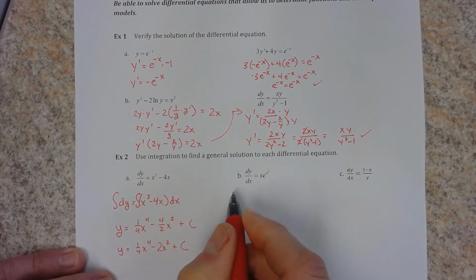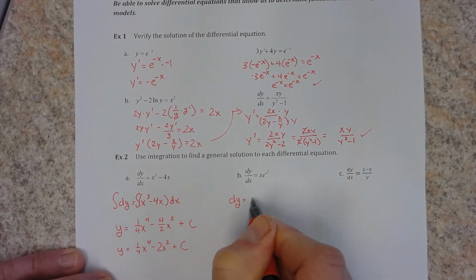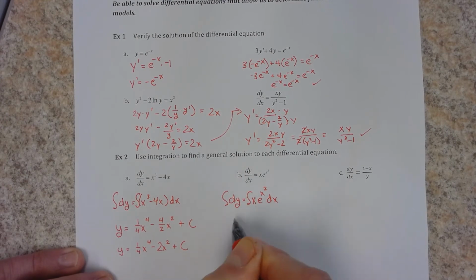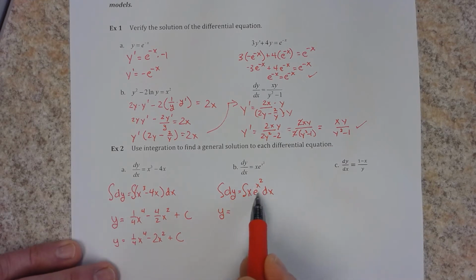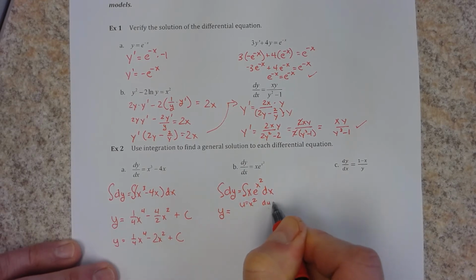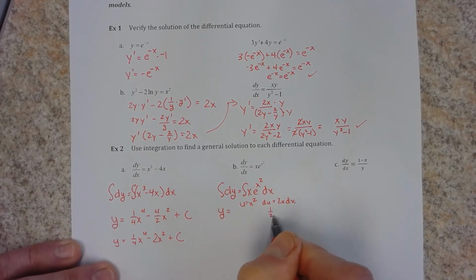Example 2, part B. I'm going to do the same thing by multiplying both sides by dx, and I get dy is equal to x e to the x squared dx. Integrate both sides. I end up with y on the left-hand side. Remember that we're not going to put a c on both sides because they would subtract out, so we're just going to keep it on the right-hand side with the x's for now. And on the second one, this is a substitution question, so u is equal to x squared, du is equal to 2x dx, and we have an x dx, but we don't have a 2x, so I'm going to multiply both sides by a half.